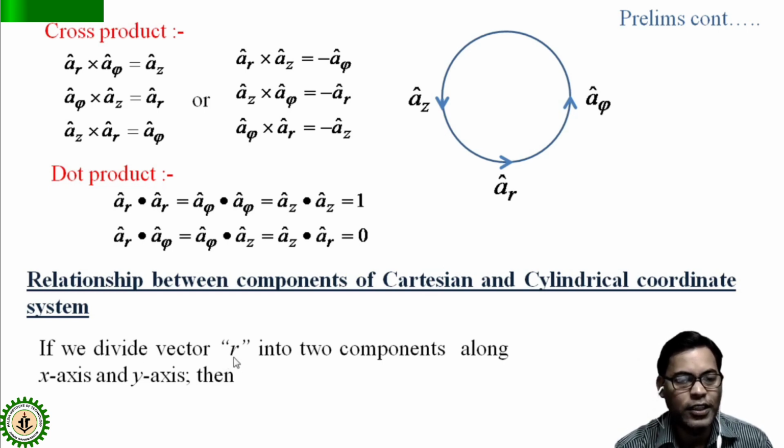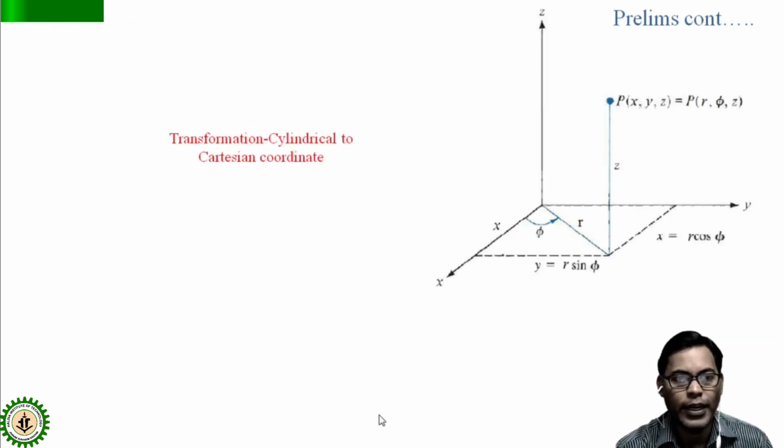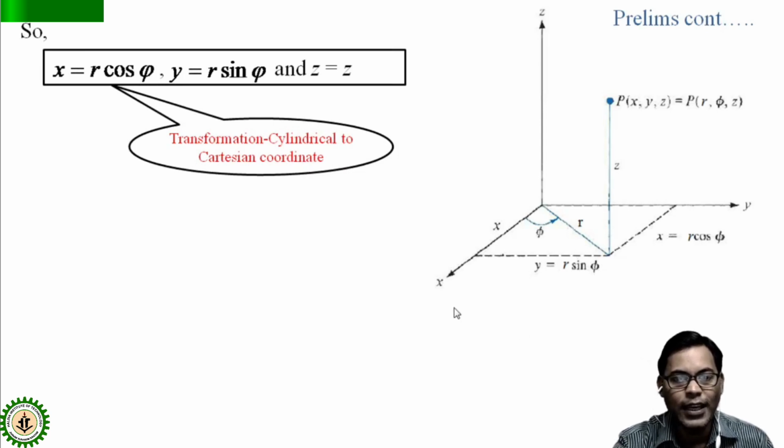Here we are going to consider the vector r, which is decomposed or resolved into two axes, that is x and y. Then we get x equals r cos phi and y equals r sin phi. Let us see how we are getting that. Here you can see that x, y, z is the Cartesian coordinate system. On that coordinate system, we have taken a point P, which is a function of x, y, z. This point P also can be represented in the cylindrical coordinate system, that is, P is a function of r, phi and z.